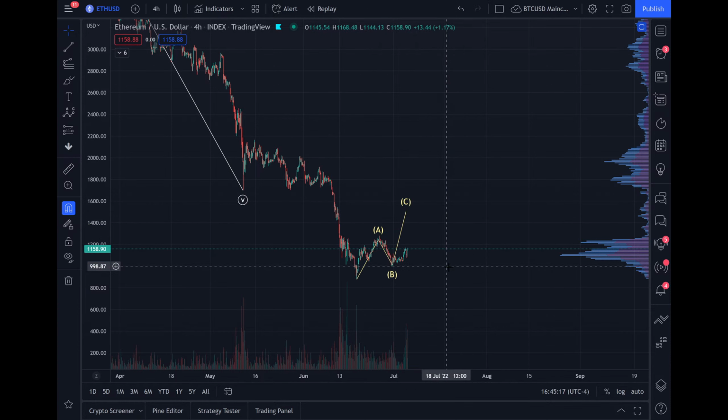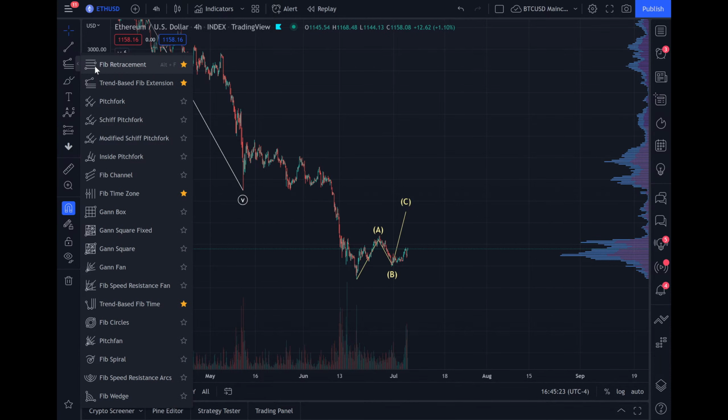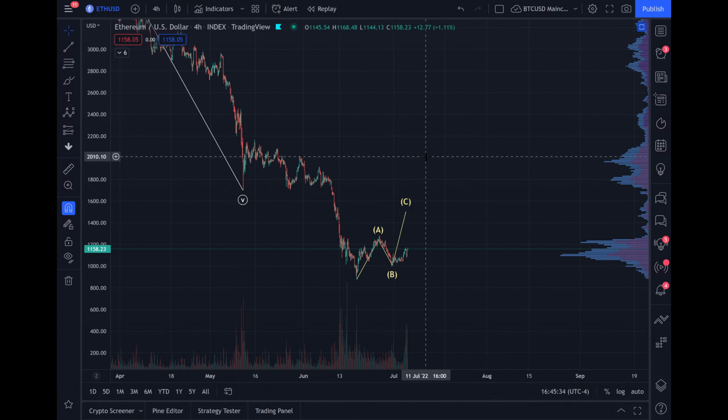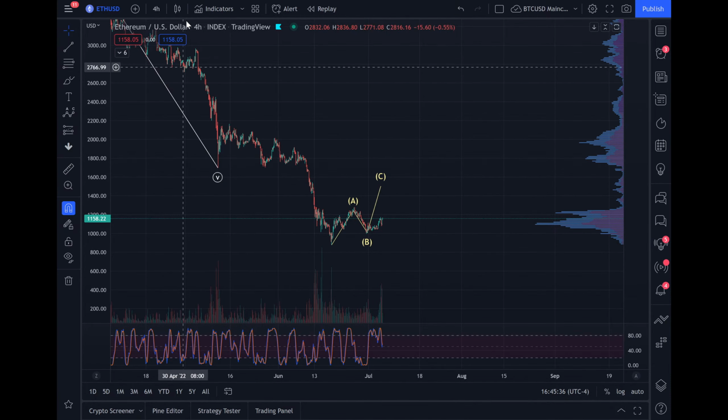Just like Bitcoin, I'm not expecting fireworks. I could be wrong, but it's unlikely that we get a big run from Ethereum or Bitcoin because they have to put in their reversal patterns. And if we look at our momentum indicators, you can see that they're kind of exhausted.